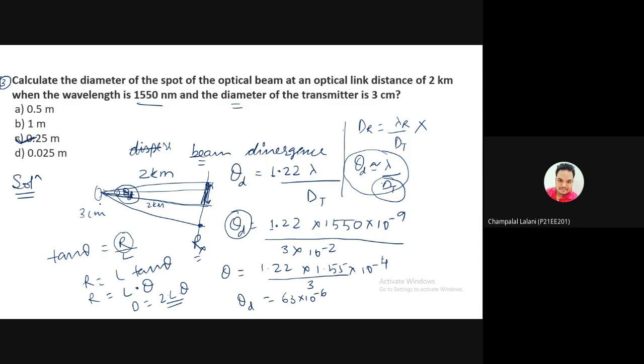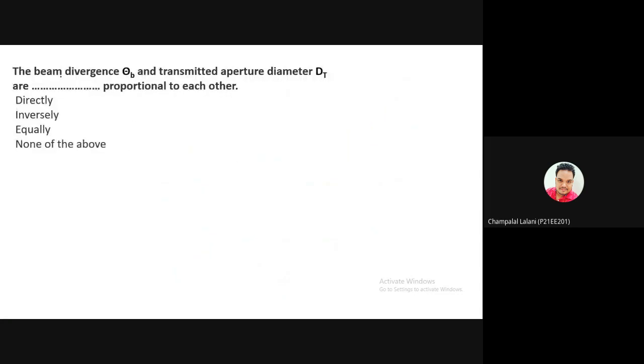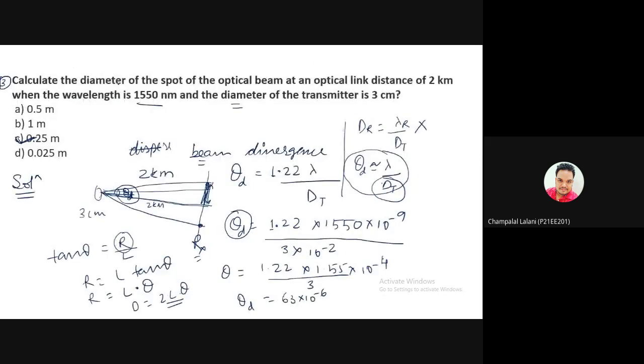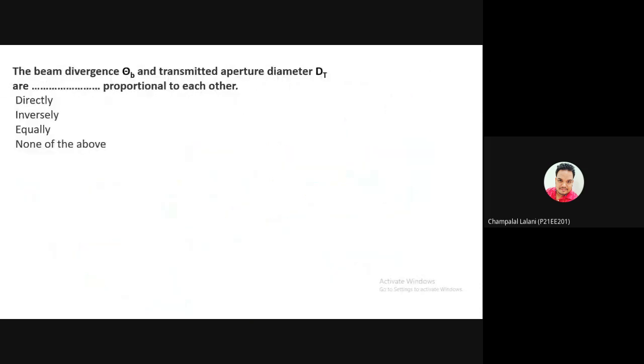If you want to decrease the divergence, so that if divergence is less, then you will get a smaller diameter of the beam at the receiver. So to decrease the beam divergence, what you need to do? To decrease the beam divergence, so as to decrease the diameter of the beam at the receiver. To decrease the wavelength.